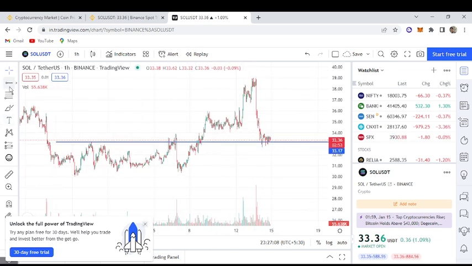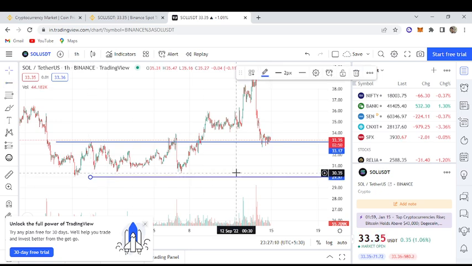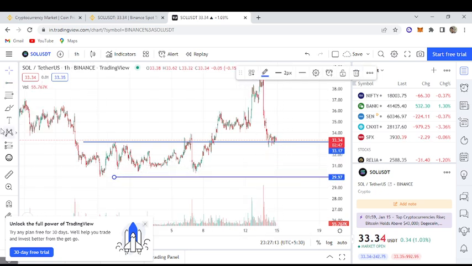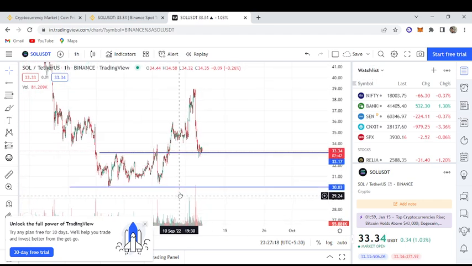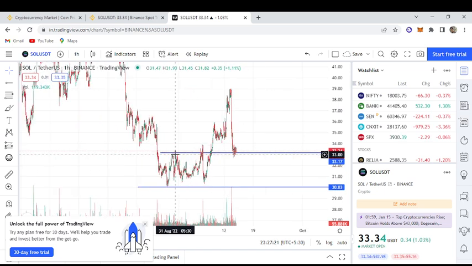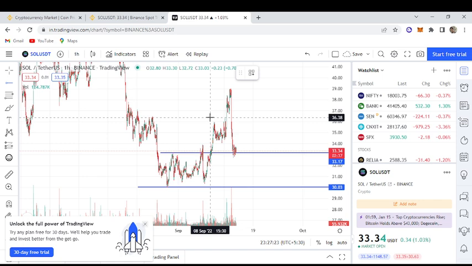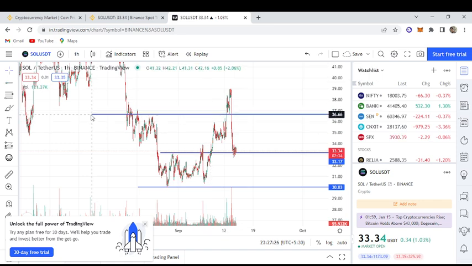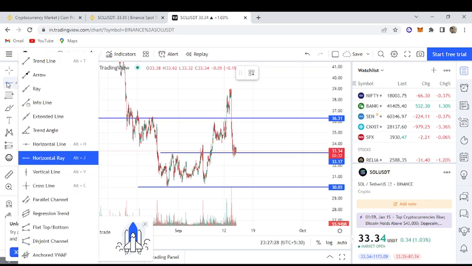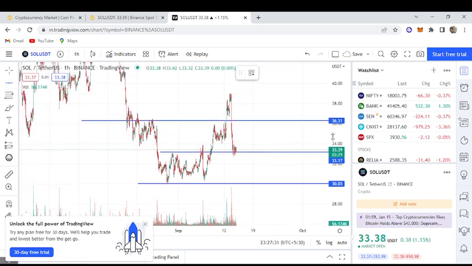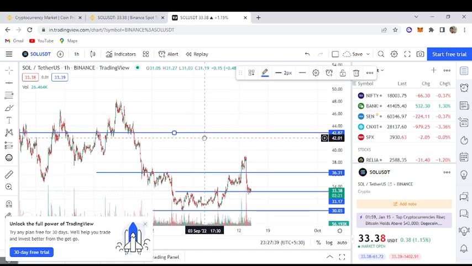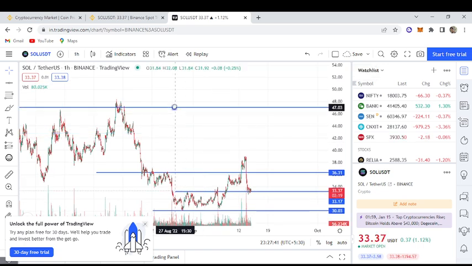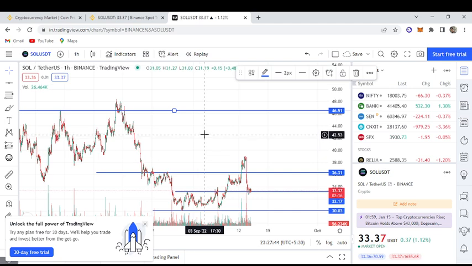There is another support level after 32, which is around 29 and $30. And the resistance it is currently facing, I would say, is around this position, 36. Yeah, 36. And if it luckily breaks 36, it will go to 38 and then probably 40, 46.